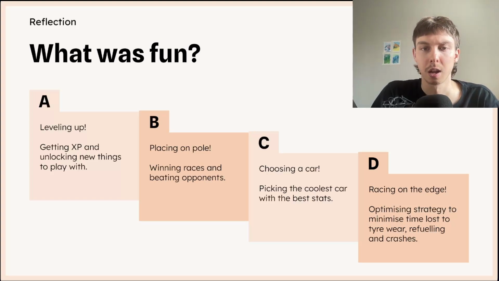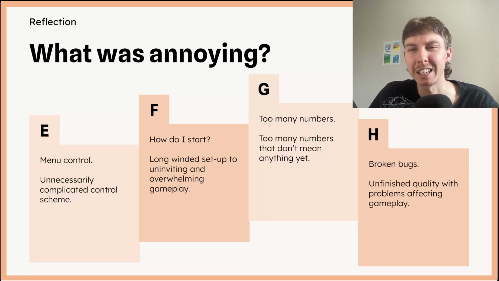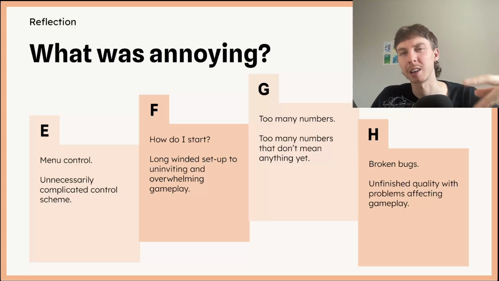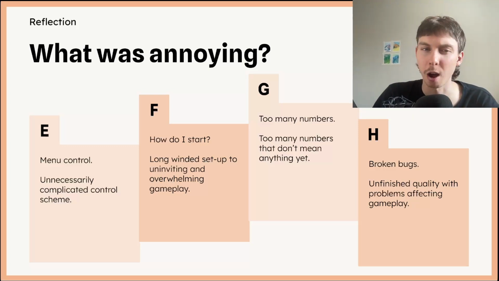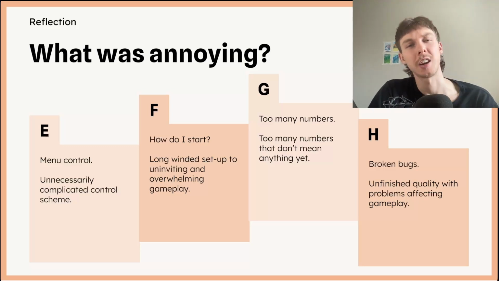So what was annoying? The menu control. It was unnecessary, it was complicated, and it was a bit messy. It didn't look very good. Why is the cursor going around when you can just use the controls? I'll definitely have to think about that. Second one, how do I start? What the hell am I looking at?